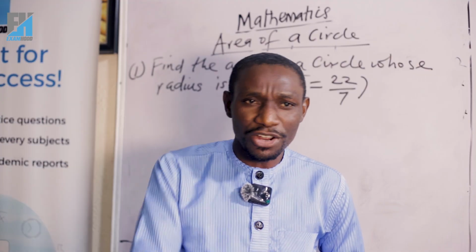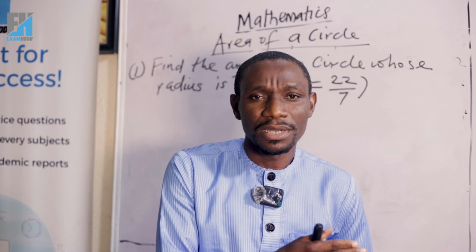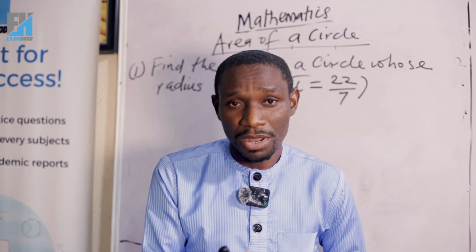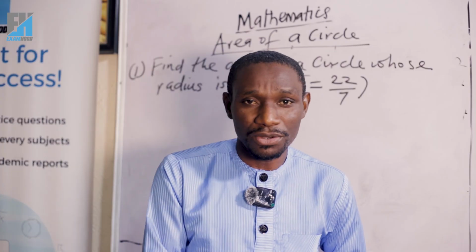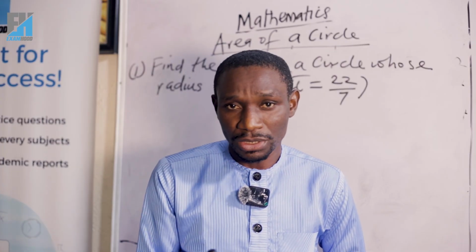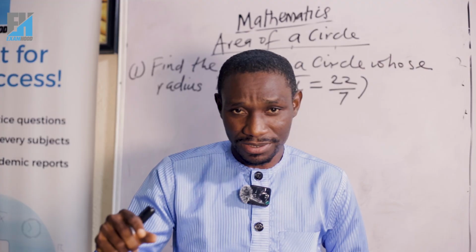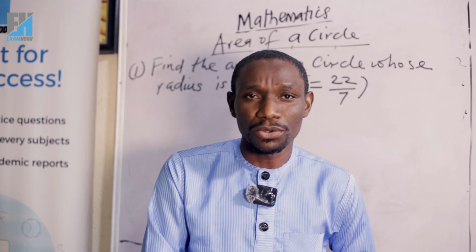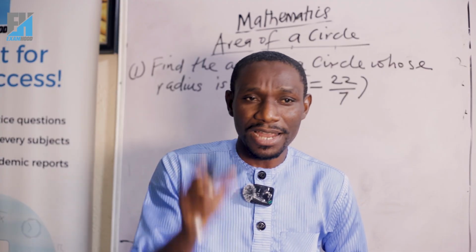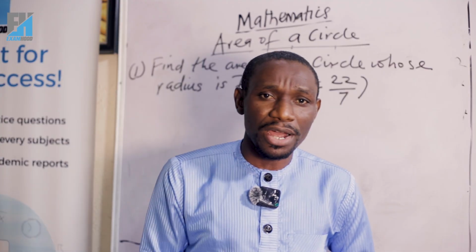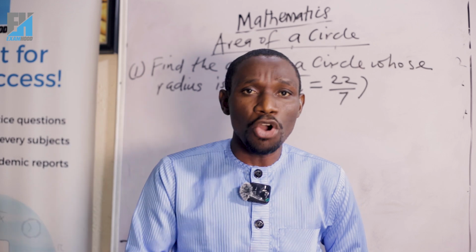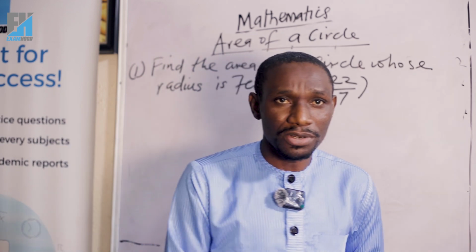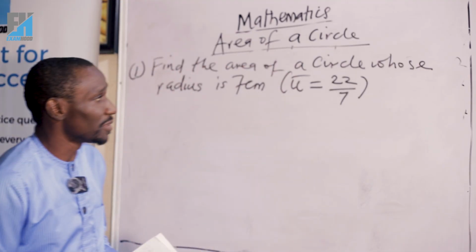But if you are looking at area of a circle, the formula is actually different from circumference of a circle. The formula for circumference of a circle is 2 pi r, while the formula for area of a circle is pi r squared, where r is the radius, which is the distance from the center of the circle to the circumference. Then pi, if they are asking you to find area or circumference of a circle, they will always give you pi. And pi is given to be 22 over 7. So let's solve this problem on area of a circle.